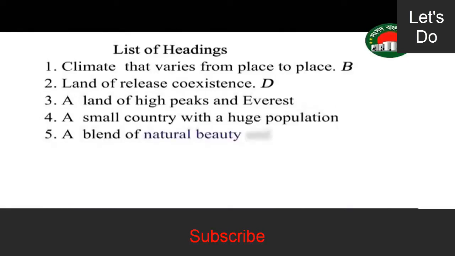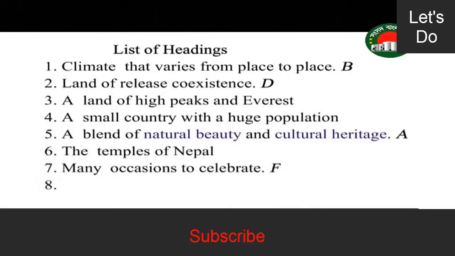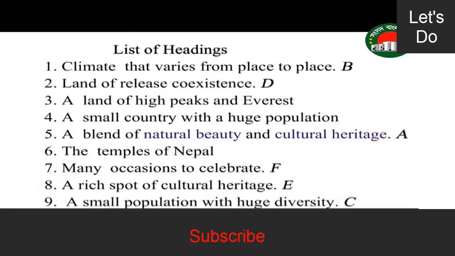Climate that varies from place to place. Which passage talks about climate? Passage number B. Good. This is passage number B that talks about climate. So number one will go with passage B. Say number two, a land of religious coexistence. We have already read passages. One passage talks about multi-religious practices. Nepalese people are multi-religious people and they practice in their own way in harmony.